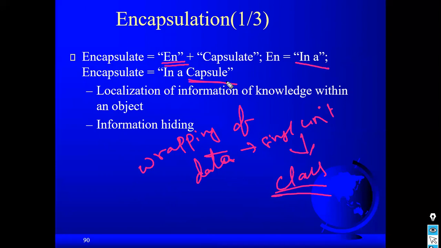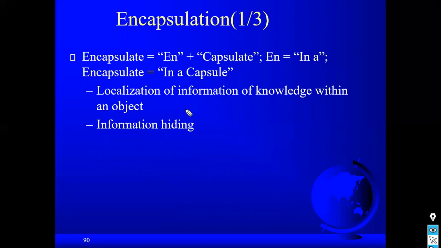And the advantage of having encapsulation is information hiding and localizing of information within an object. As we have already discussed, the variables that we are using are not exposed to the outside world. That is localization of the data. That can be achieved with the help of encapsulation.